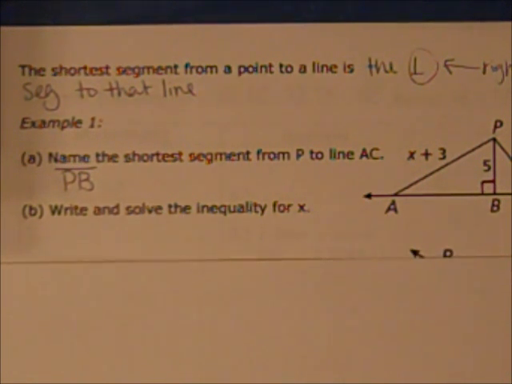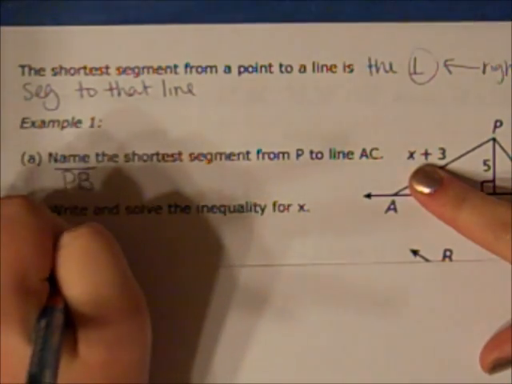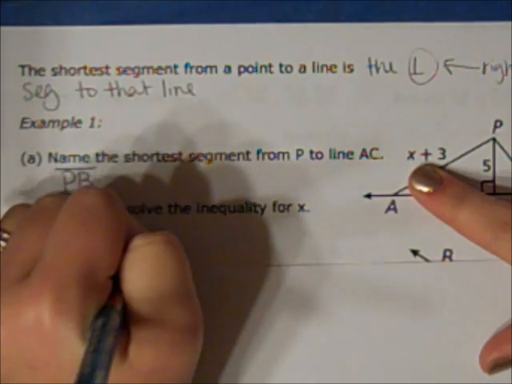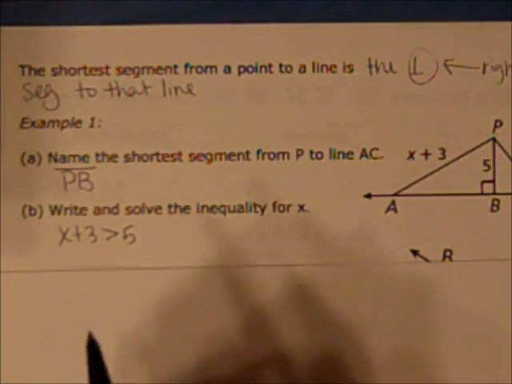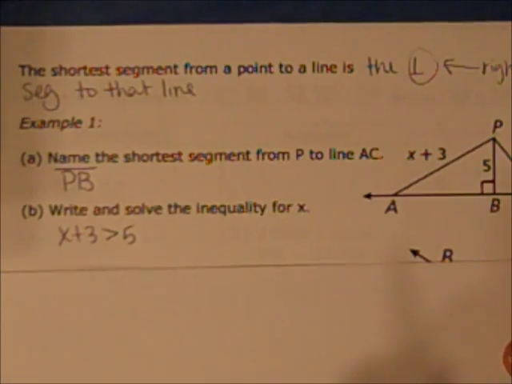So we're going to write and solve an inequality for x. So if PB is the shorter segment, then I could say x plus 3 has to be greater than 5. Now think, do I want an equal sign? Can these be equal segments? No, because PB is the shortest, so even if x plus 3 is just a tiny bit longer, it still has to be longer. It can't be the shortest. So x plus 3 is greater than 5.